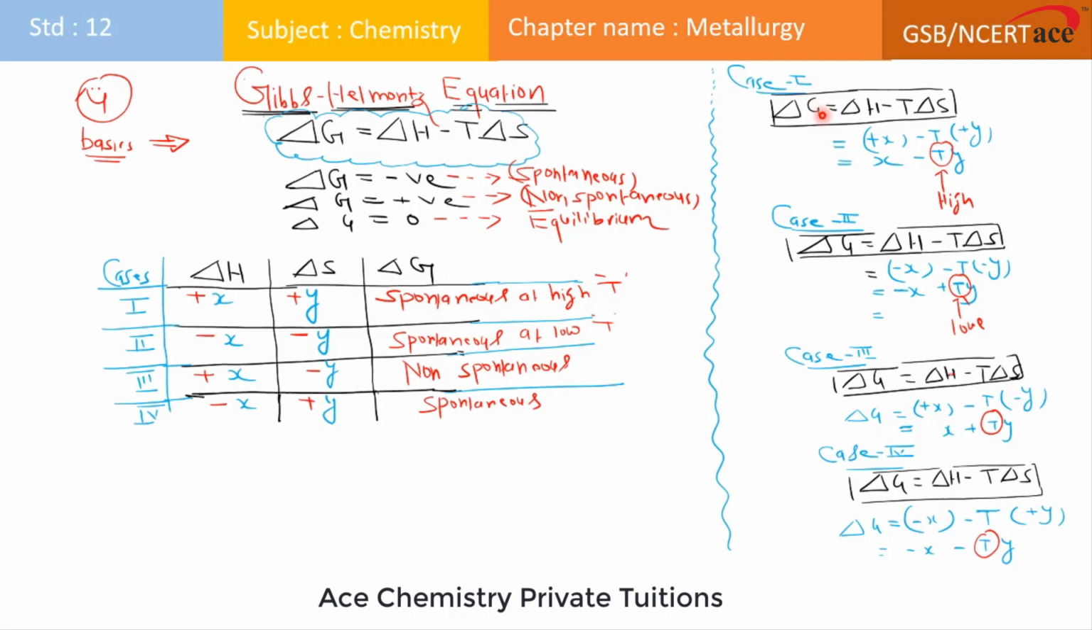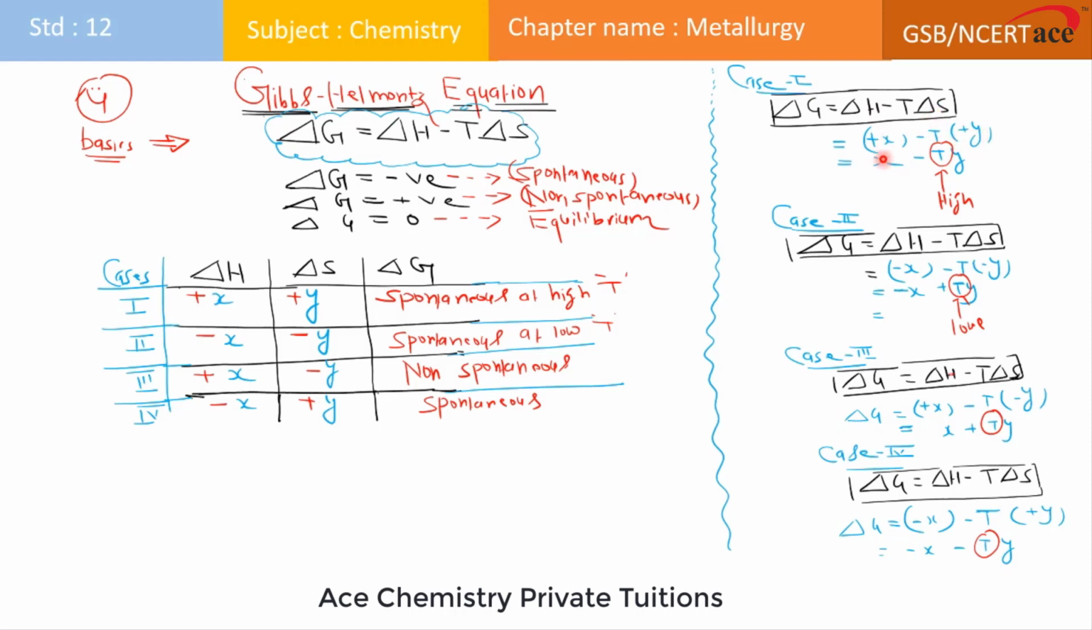In the very first case, let's take this Gibbs-Helmholtz equation, which is delta G is equal to delta H minus T delta S. If I am substituting the value of delta H and delta S, delta H in the first case is plus X and delta S is plus Y. So if you are substituting this value, please remember we want to make this reaction spontaneous. So to make this reaction spontaneous, the delta G should be negative. So in order to make delta G negative, we have to change this variable parameter, which we say as temperature. So here the value of delta H is positive and the delta S is positive.